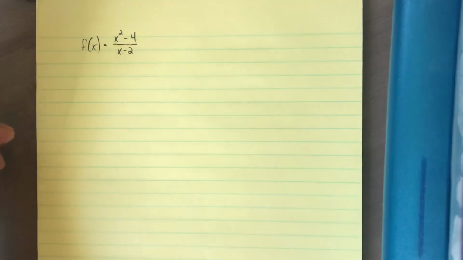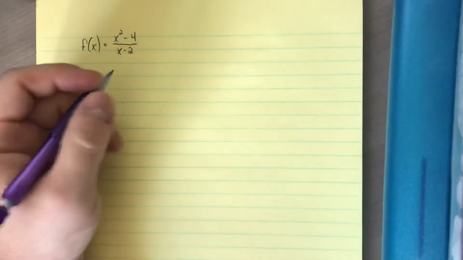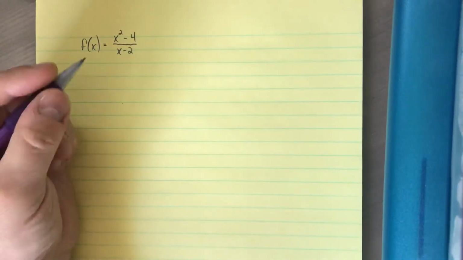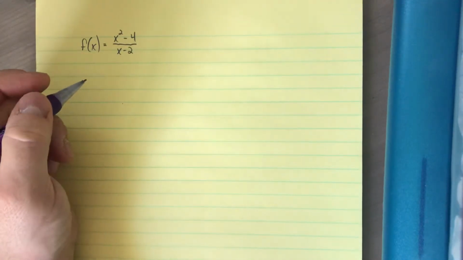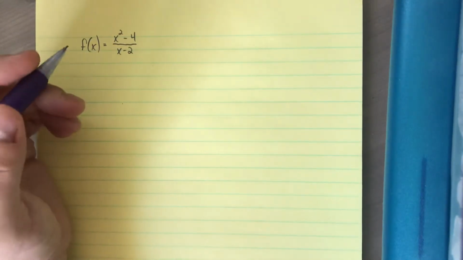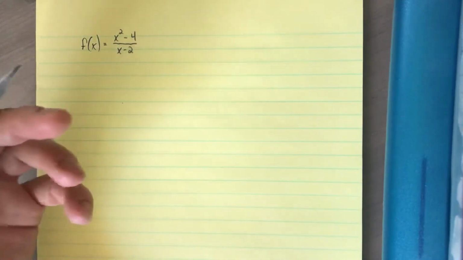Alright, so we are working with the function f of x equals (x squared minus 4) over (x minus 2) near the value x equals 2, which is where this function is undefined. Now, just a little bit about the concept of what we're going to be working with here.